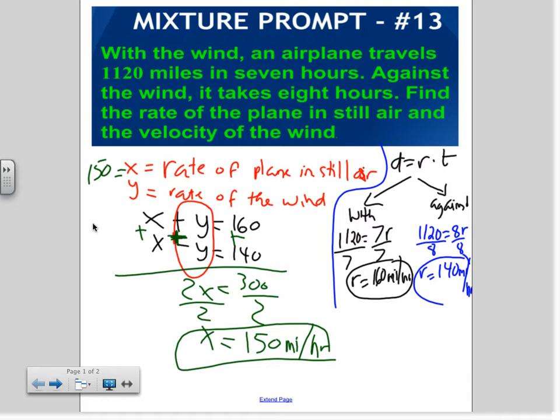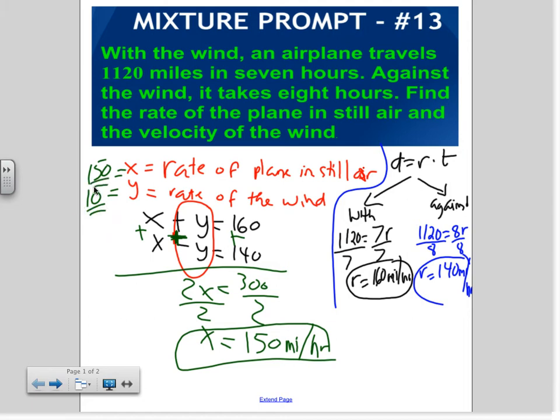Let me show it to you. If you take 150 and plug it back in for x, 150 plus what is 160? 150 plus what value is going to give you 160? 150 minus what is going to give you 140? 10. You see, both ways it's the same, 10. So therefore, y is 10 miles per hour.